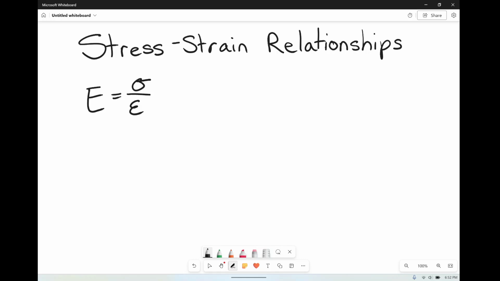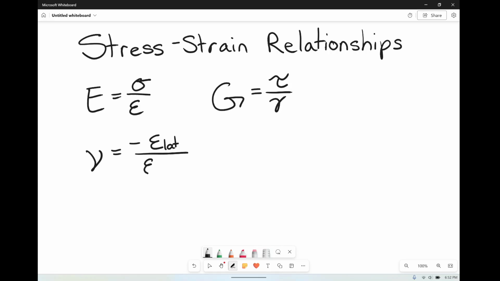For the modulus of elasticity, if we're talking shear, that's G, that's the modulus of rigidity, and that's shear stress over shear strain. So those really aren't that bad. We had one other equation. We had Poisson's ratio, and that's nu, and that's equal to minus the lateral strain over the longitudinal strain.